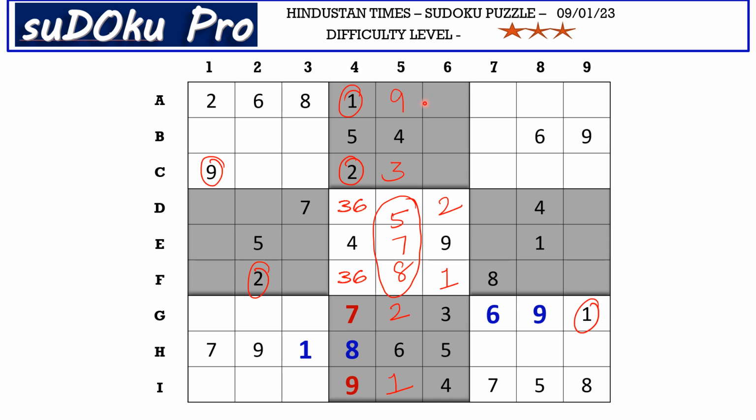Now in this upper block, there is block number 2. We have 3 empty cells and the missing numbers are 6, 7 and 8. There is 6 and 8 blocking from A row. So A6 takes 7. 6 and 8 goes in these two cells. We have 6 blocking from B row. So B6 takes 8 and C6 takes 6.